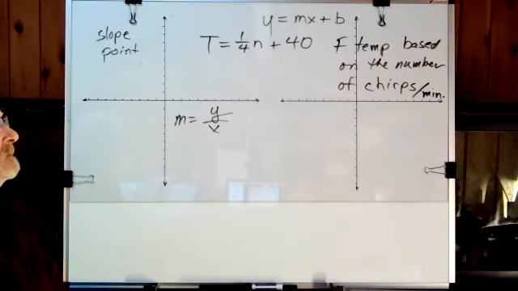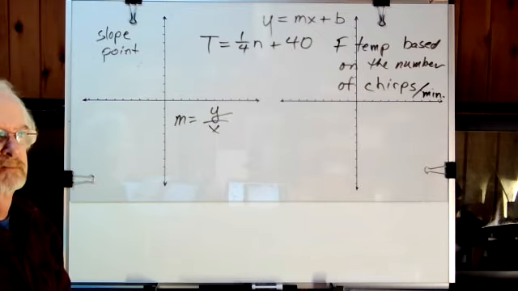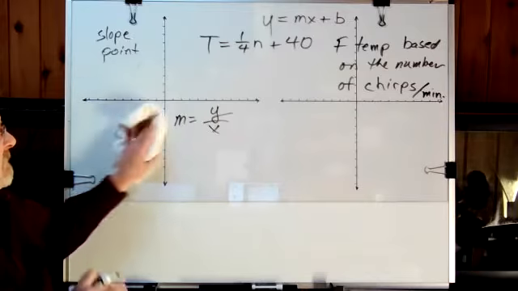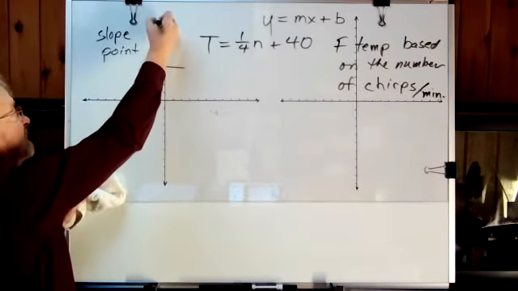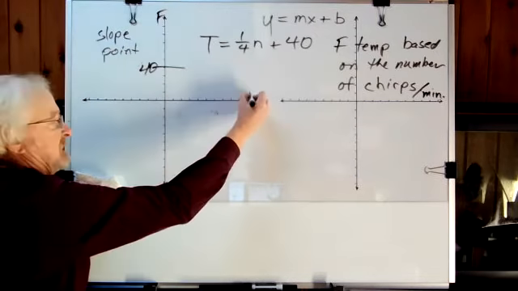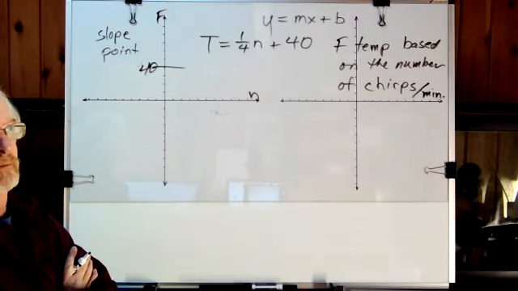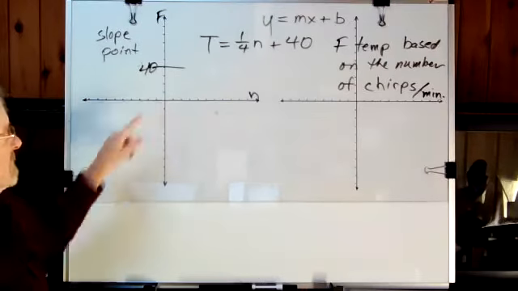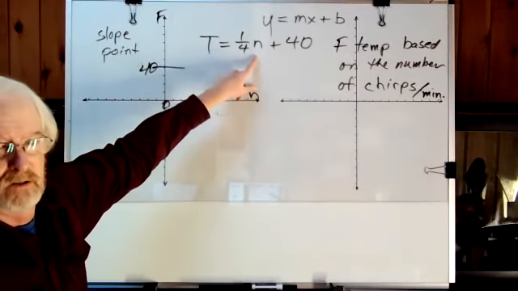But what's the 40 mean? Usually we think of that number in the equation as the y-intercept. Here's my temperature, and here's my number of chirps. What's the 40? What's happening? What are the crickets doing? Zero. It got too cold.